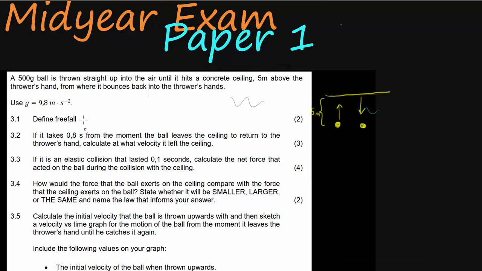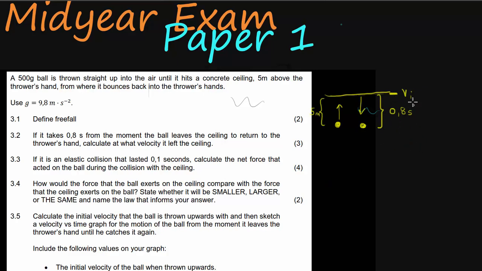First of all, define free fall. Free fall is an object in motion experiencing only gravitational force. If it takes 0.8 seconds from the moment the ball leaves the ceiling to return to the thrower's hand, calculate at what velocity it left the ceiling. So this journey here took 0.8 seconds, and they're asking what the initial velocity was when it left there.